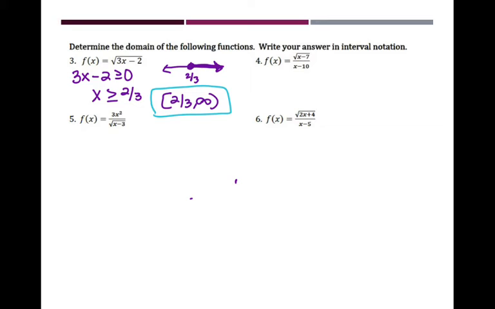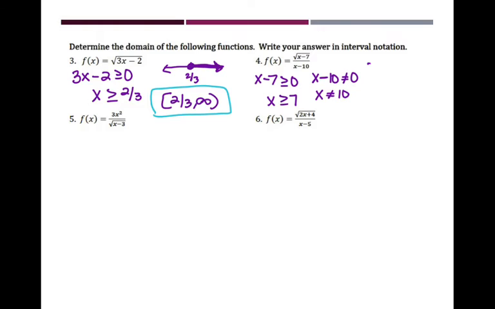Number 4 is kind of a double whammy because it is a rational with a radical, so there are a couple of things you need to pay attention to. First of all, my square root has to be greater than or equal to 0. So x minus 7 is greater than or equal to 0, and it's okay for that one to equal 0 because it's in the numerator. I add 7 to both sides, and I get x is greater than or equal to 7. I also have my denominator to worry about. For my denominator, x minus 10 cannot equal 0, so x cannot be 10.